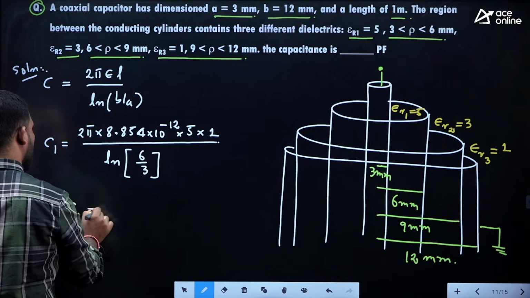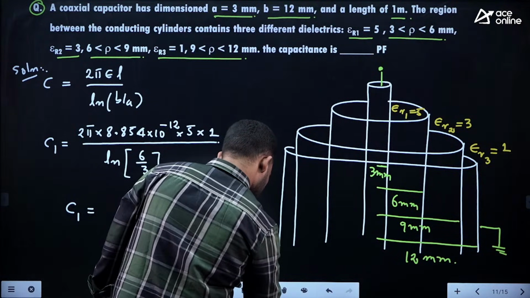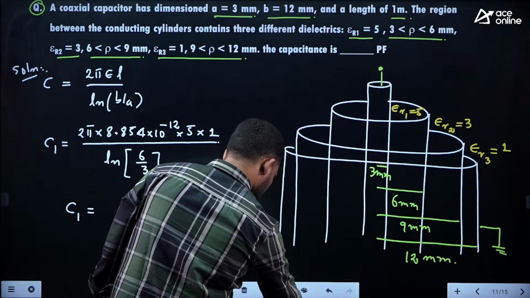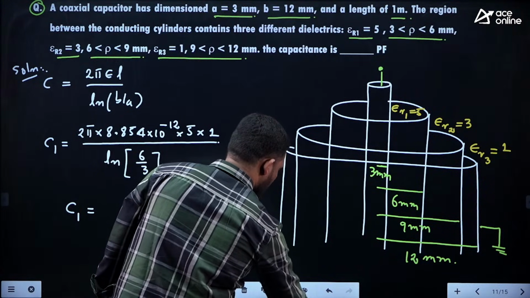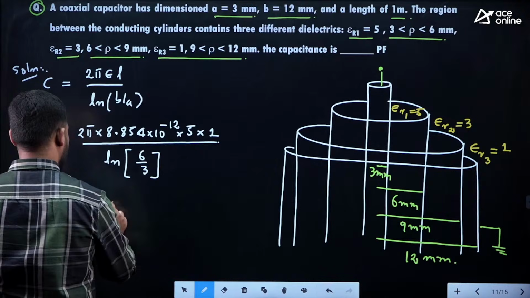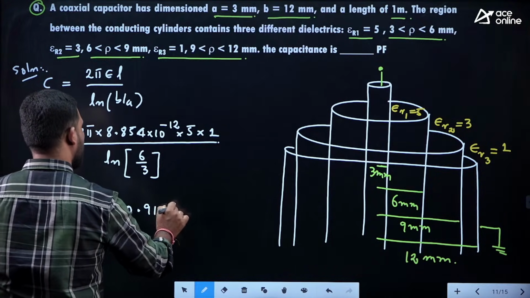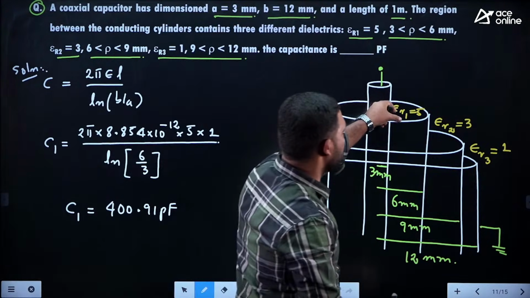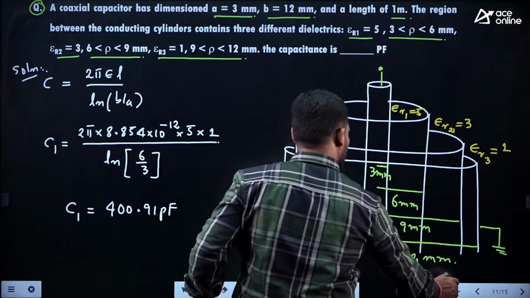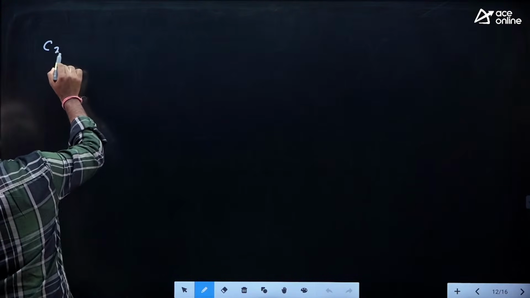So the C1, check out this one. My calculator is showing its value as 400.91 picofarads. So that is the C1. That means capacitance between these first two regions. Similarly, C2, C3. So let us try to find out the C2.